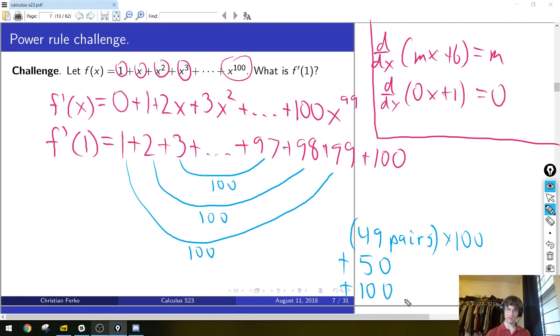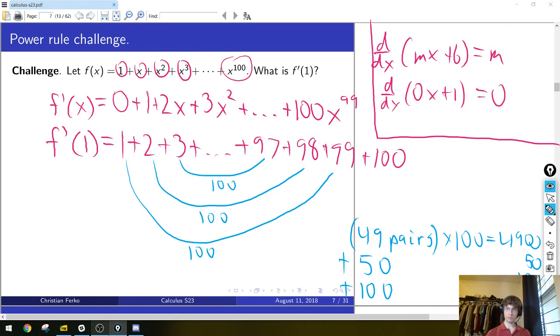So this is the hardest part because we have to do arithmetic. This is 4900 plus 50 plus 100. So what is that? 5050? Am I doing that right? 5050. Correct. Okay. Good.